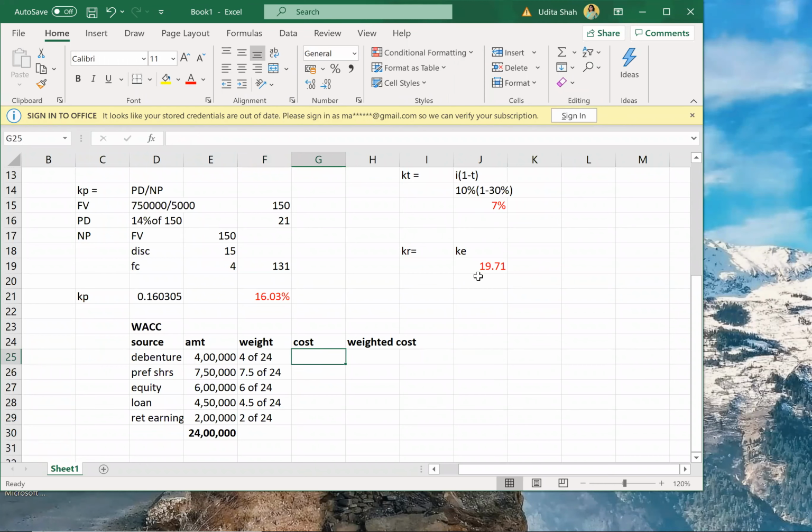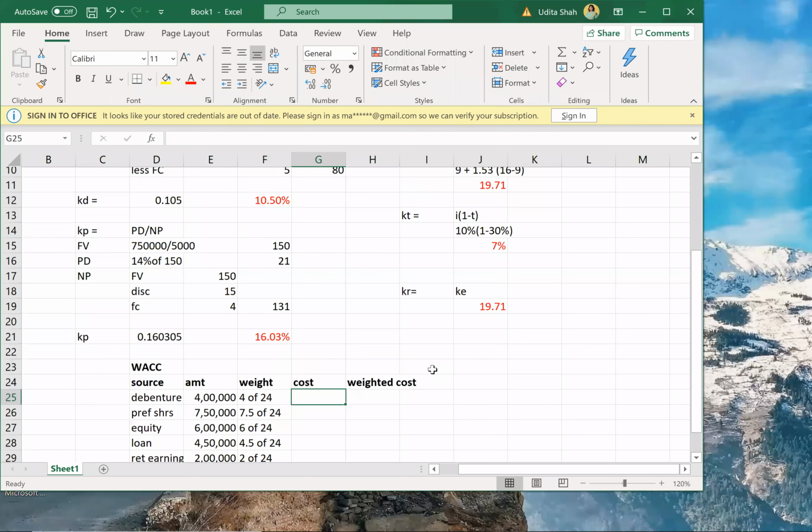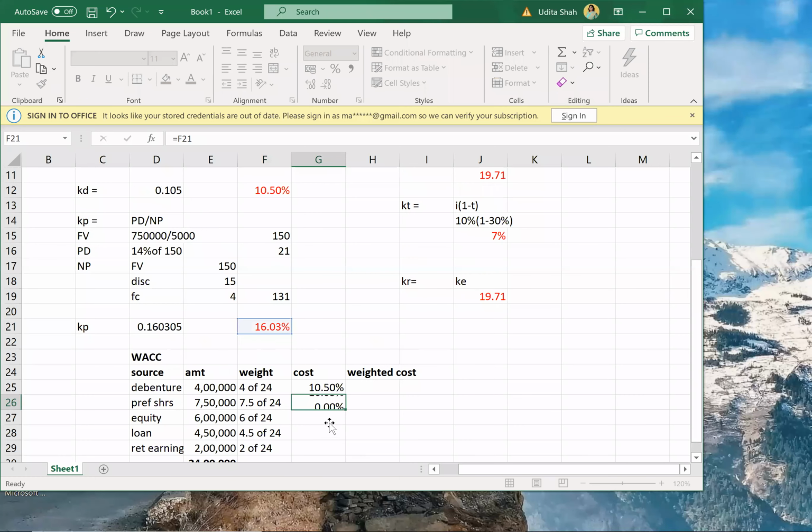What was our costs? So debenture cost was 10.5%. So I can just link it over here, 10.5%. Preference shares was 16.03%. Equity was 19.71%. Correct. Loan was 7% and retained earnings was 19.71%.